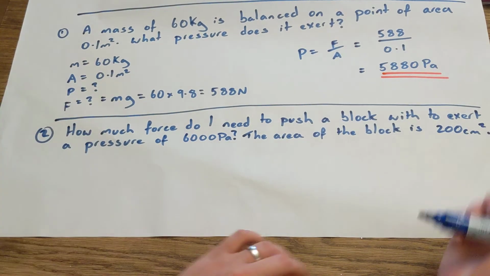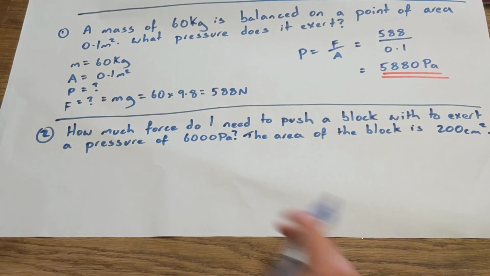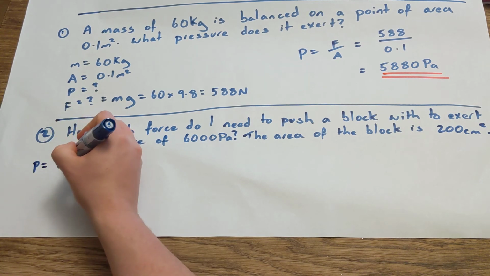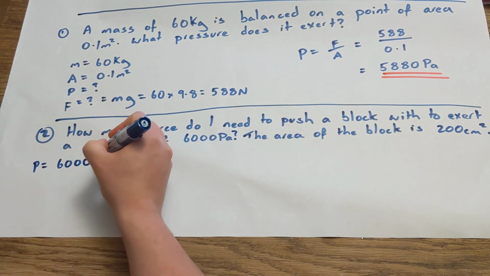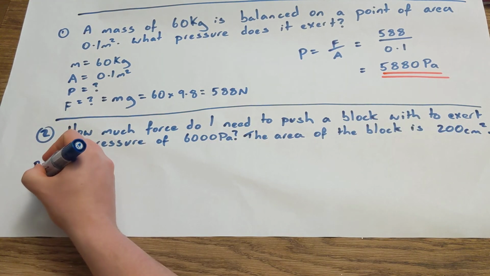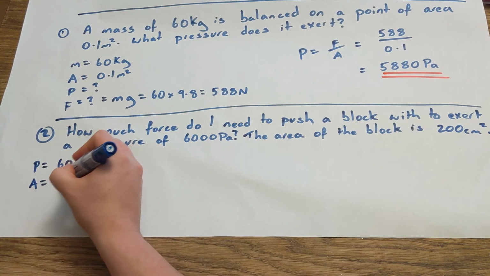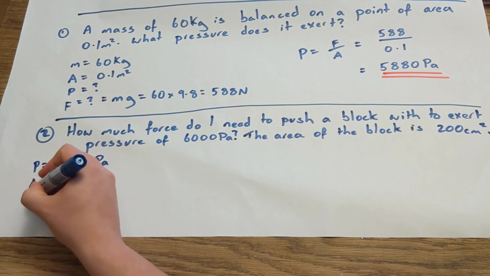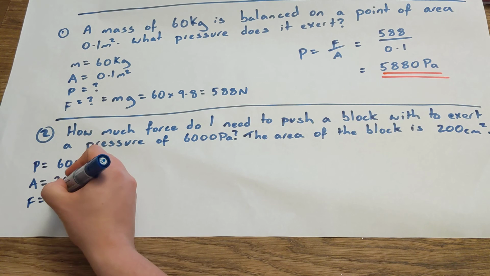Okay, so again, we'll write down what we have, what we're after. I know the pressure this time. Let's pop that straight down, is 6,000 pascals. And I know the area is 200 centimeters squared, and I'm trying to work out the force.